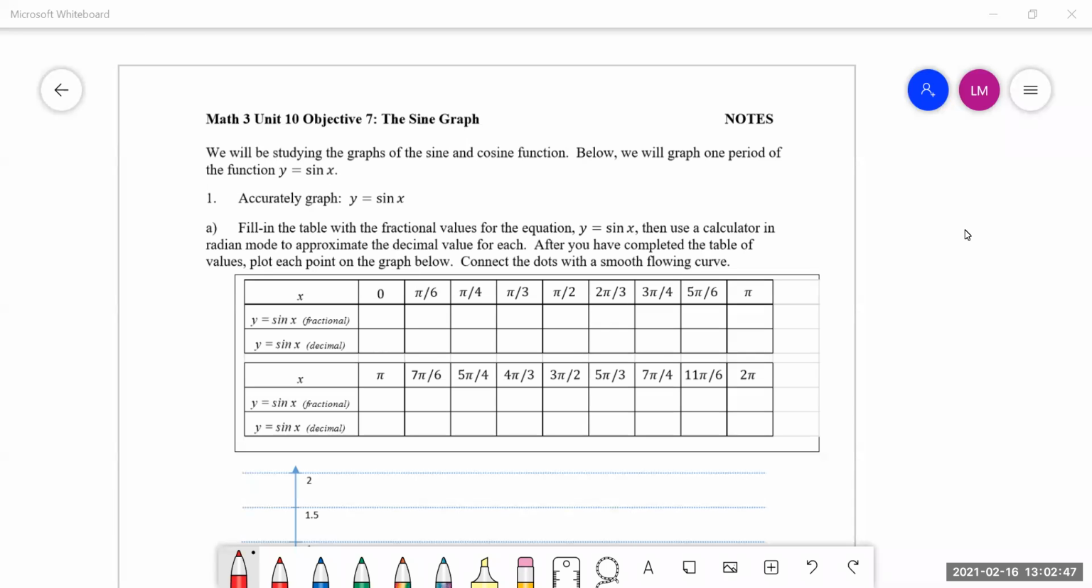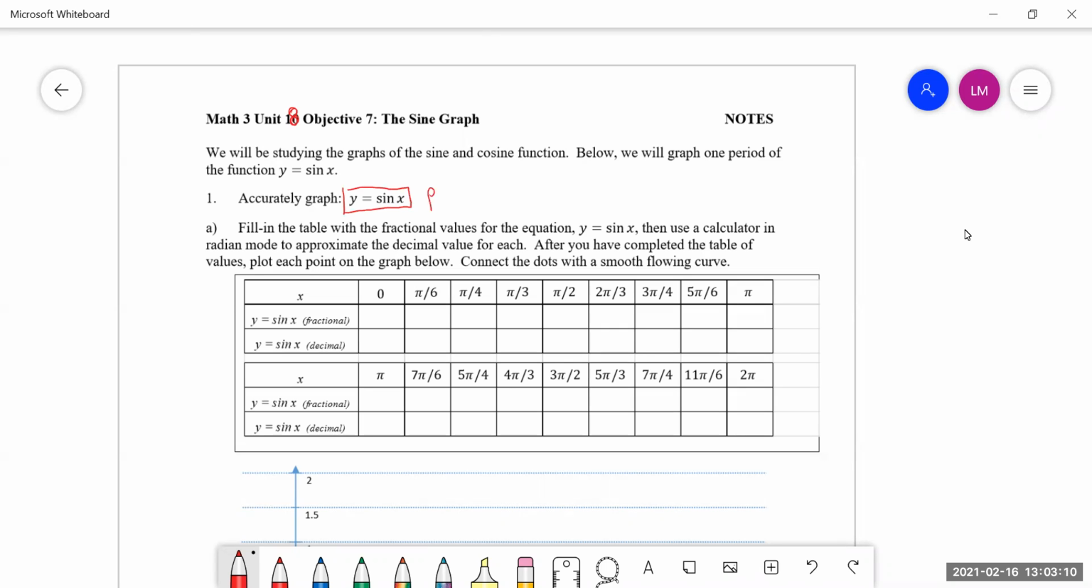All right, everyone, here is objective 7. So this is unit 8, objective 7. I know it says unit 10, but it's not. It's unit 8, objective 7, the sine graph. So we're going to learn how to graph the sine function, okay? Accurately graph y equals sine of x.